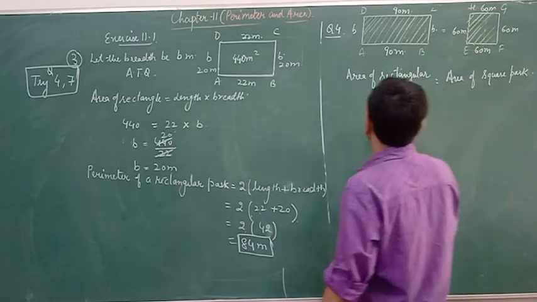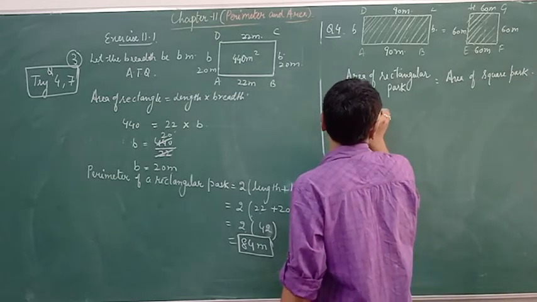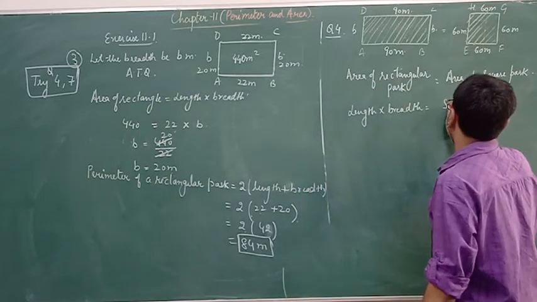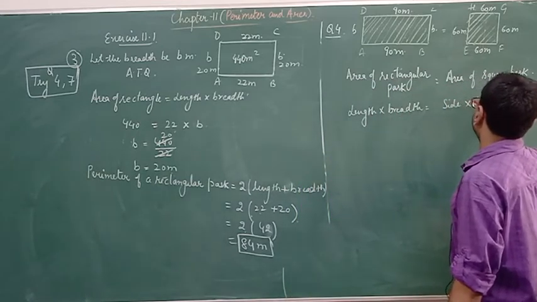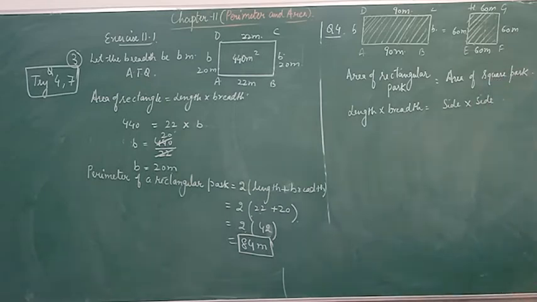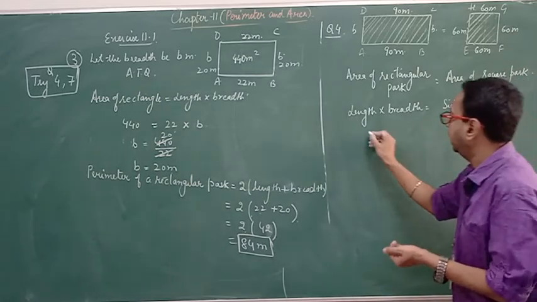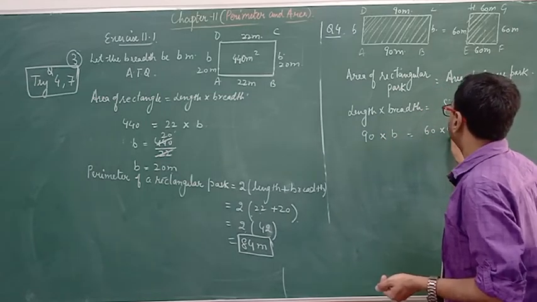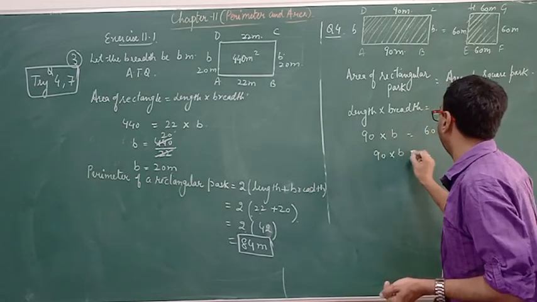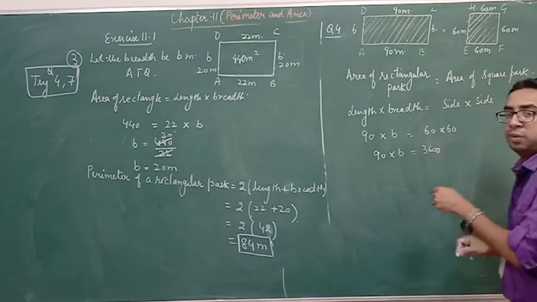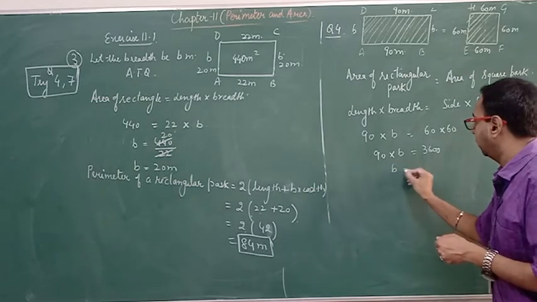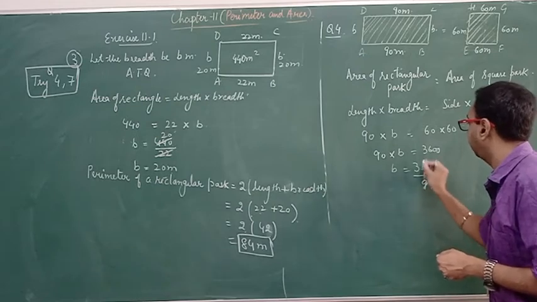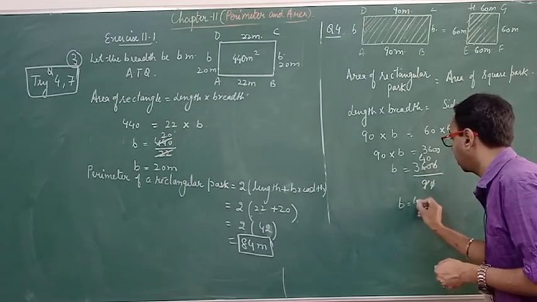Apply the formula. The area of a rectangular park means length into breadth, and area of square means side into side. Yes or no? Length is already given, 90. Breadth we don't know. And side is already given, 60 into 60. What is 60 into 60? That is 3600. Again, linear equation in one variable. Here multiply, that divide. Zeros cancel. 9, 4. So what is breadth? Breadth is 40 meter.